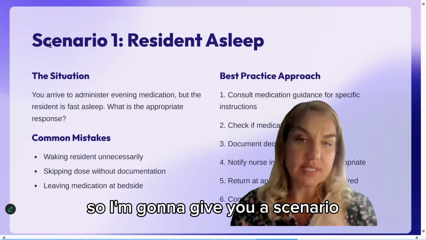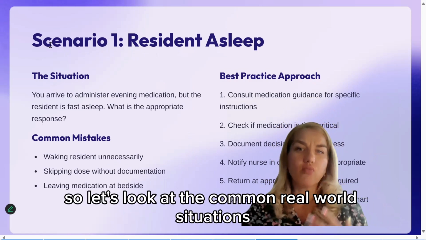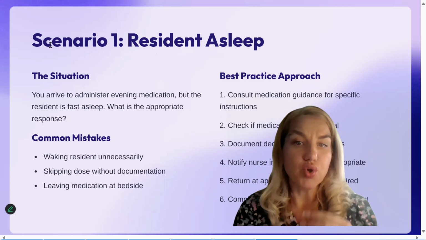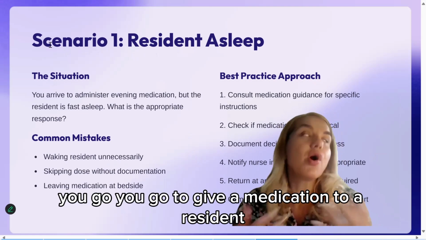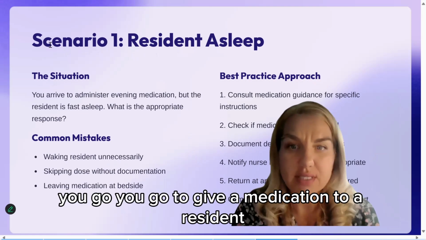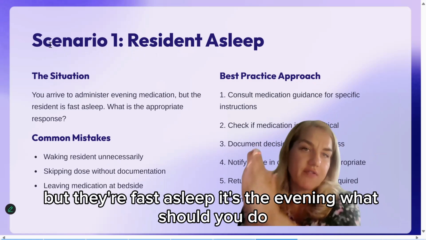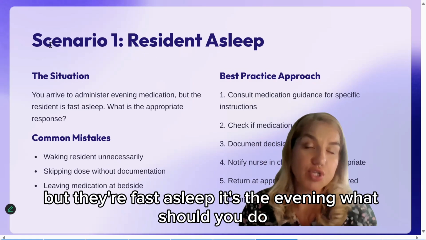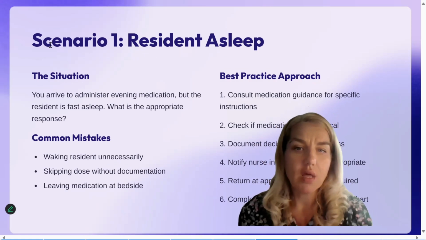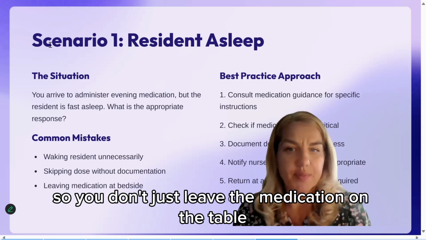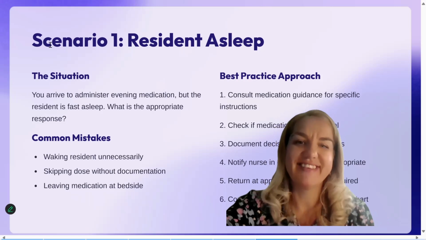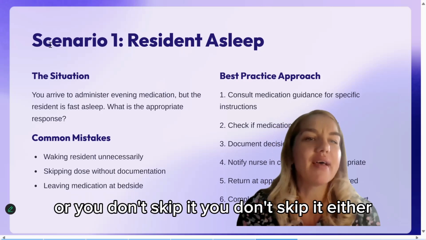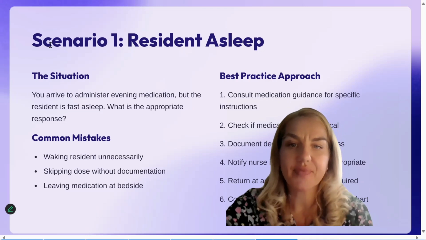So I'm going to give you a scenario. Let's look at the common real world situations. You go to give the medication to a resident, but they're fast asleep. It's the evening. What should you do? You don't just leave the medication on the table, and you don't skip it either.